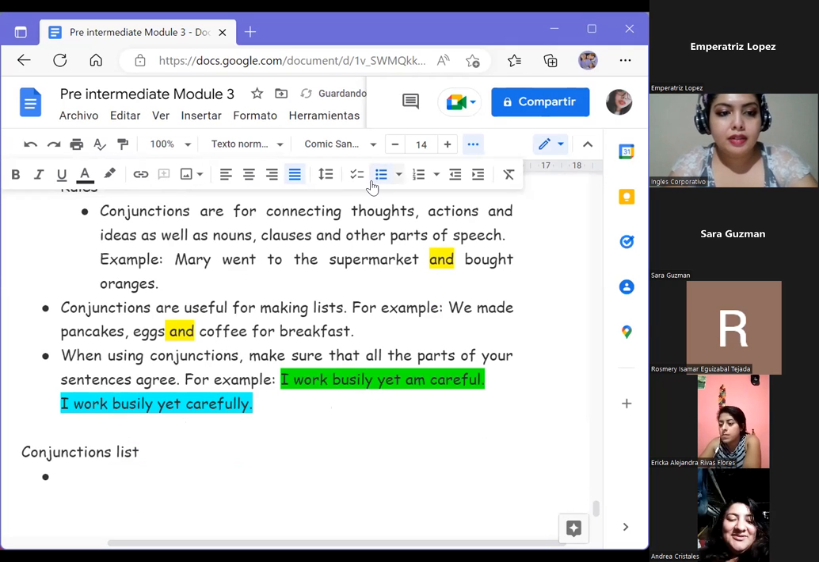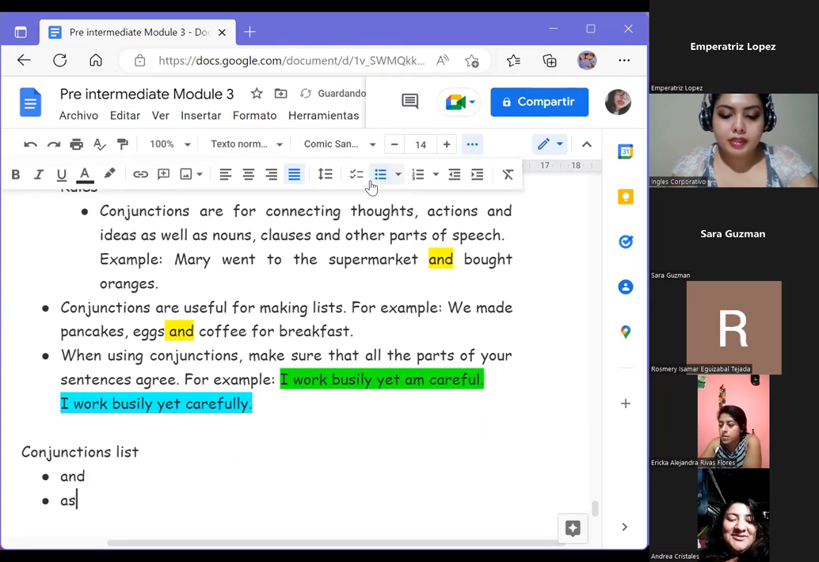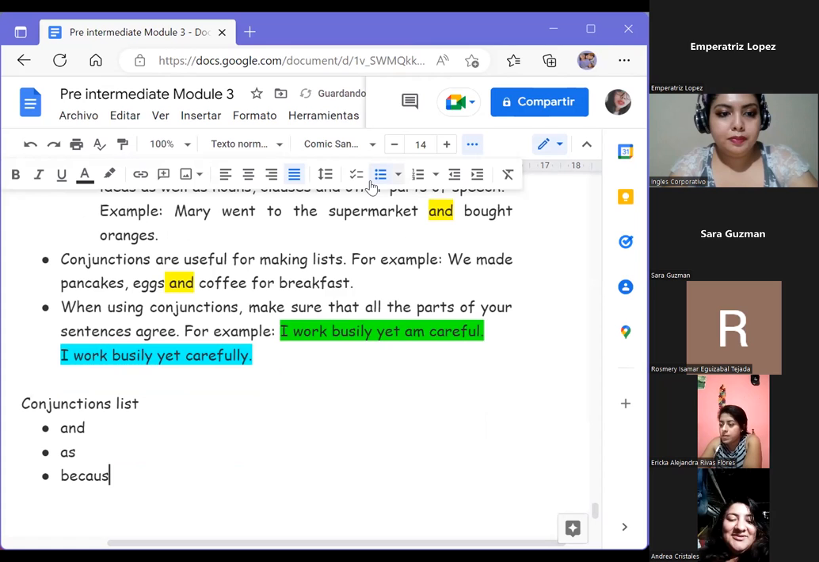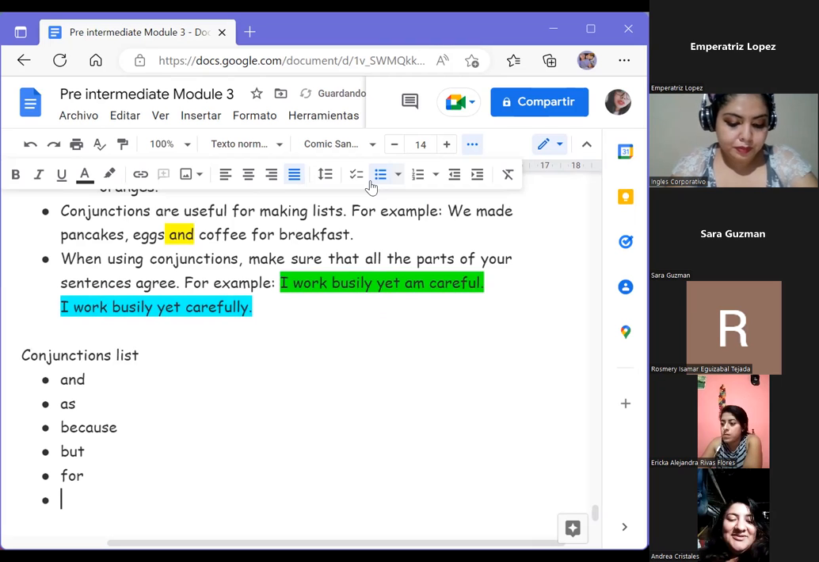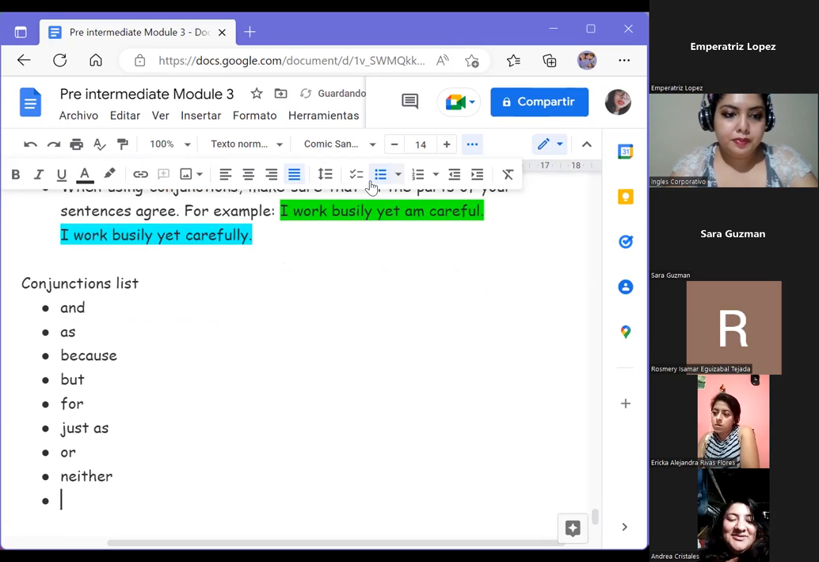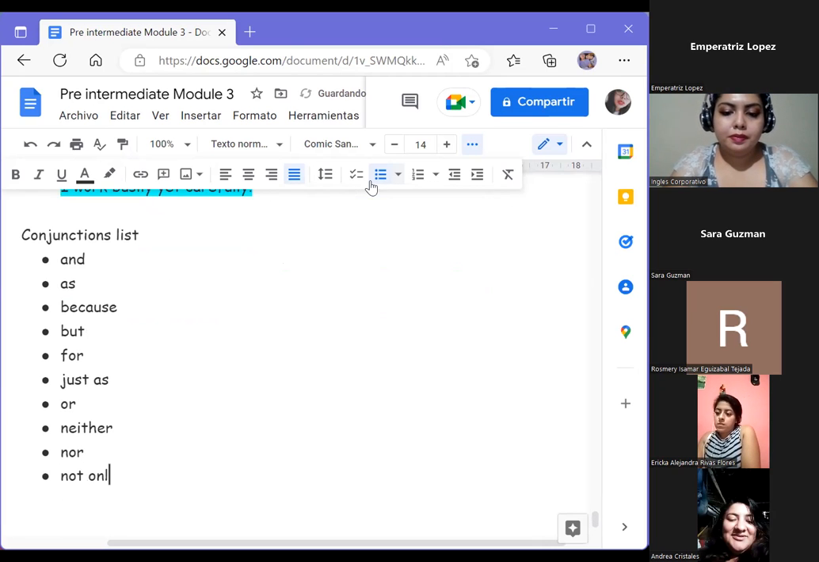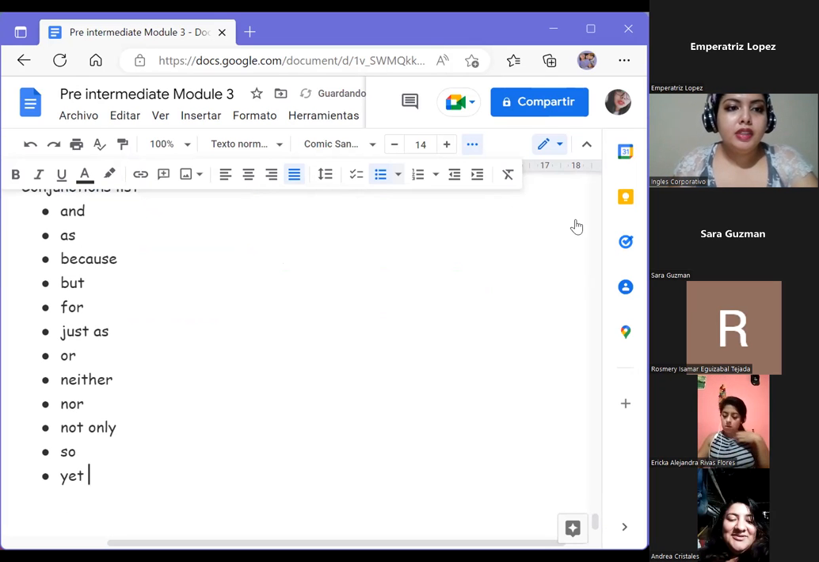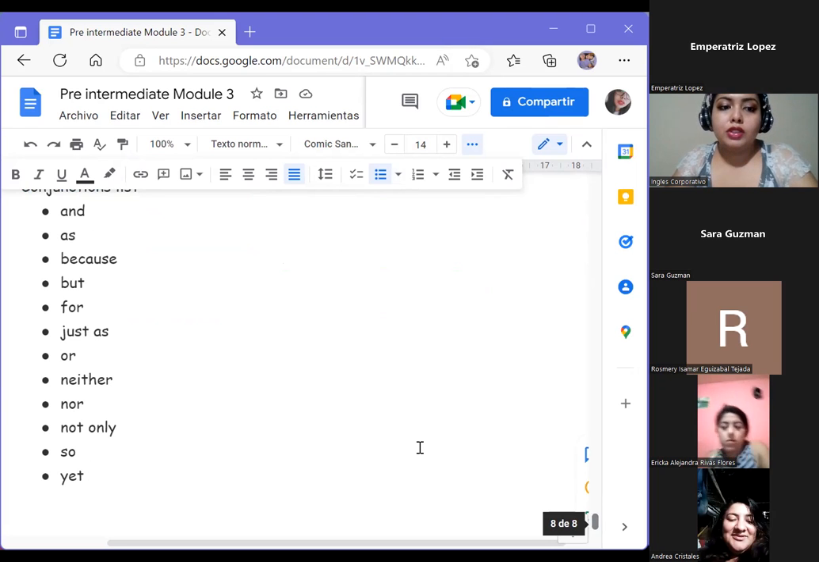We have and, as, because, but, for, just as, or, neither, nor, not only, so, yes. So in this case, these ones are the most common conjunctions that we use.